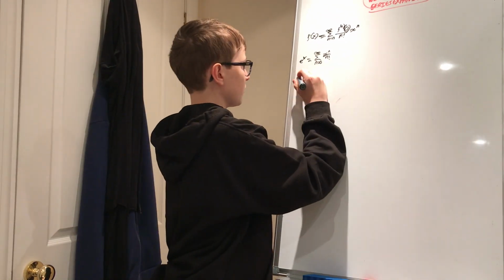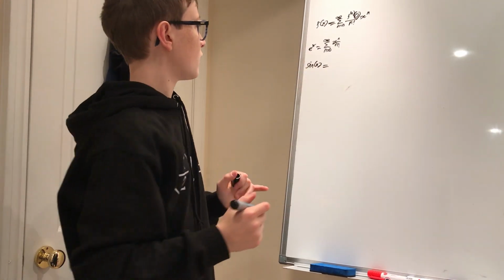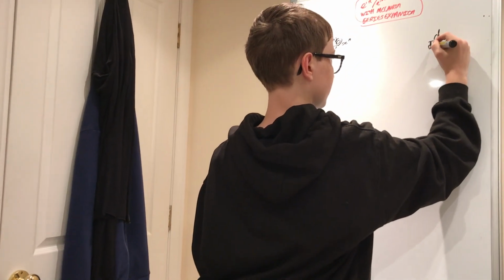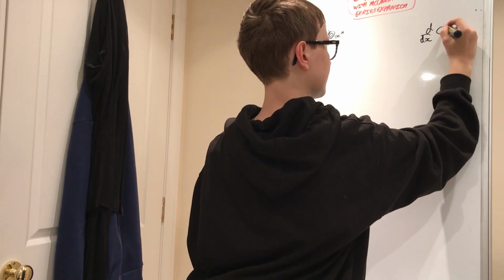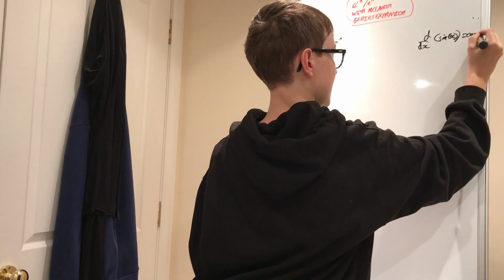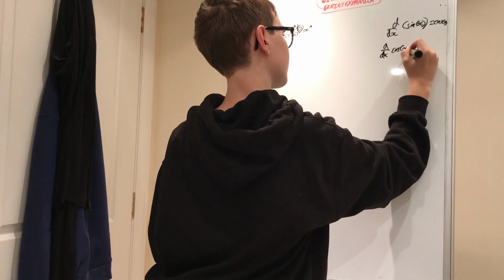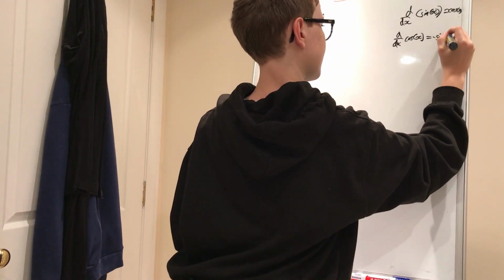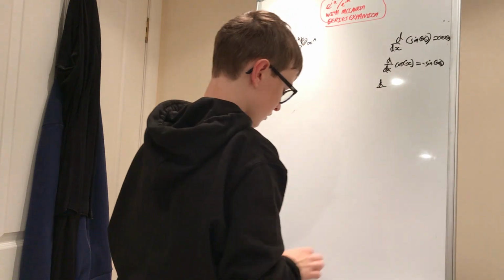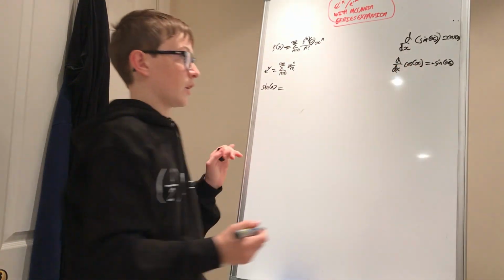And then for sine of x: d/dx of sine x equals cosine x, d/dx of cosine x equals negative sine x, and then the derivative, and then, okay, that's enough, that's all we need to know really. If we have negative cosine, that's positive sine.